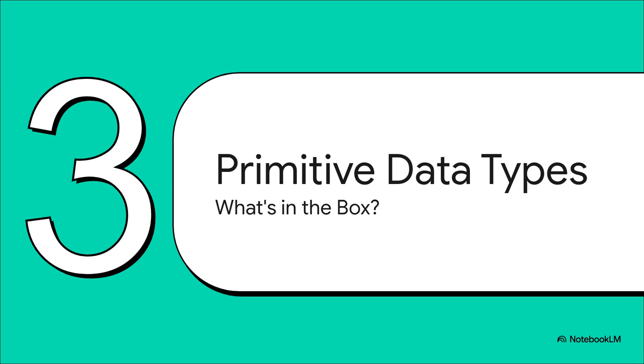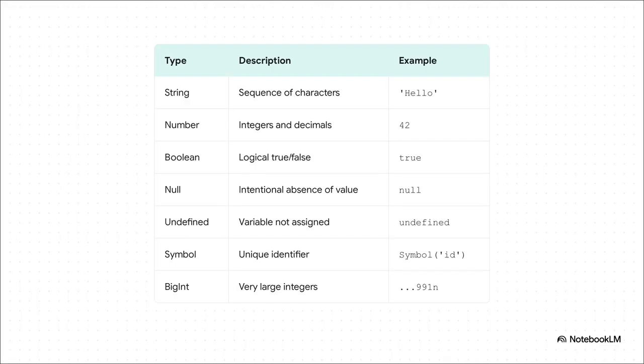Okay, so we know how to make the boxes. Now for the fun part. What can we actually put inside of them? In the programming world, we call these things data types. Now, don't let this table freak you out. JavaScript has these 7 primitive data types. But honestly, you're going to use 3 of them about 99% of the time.